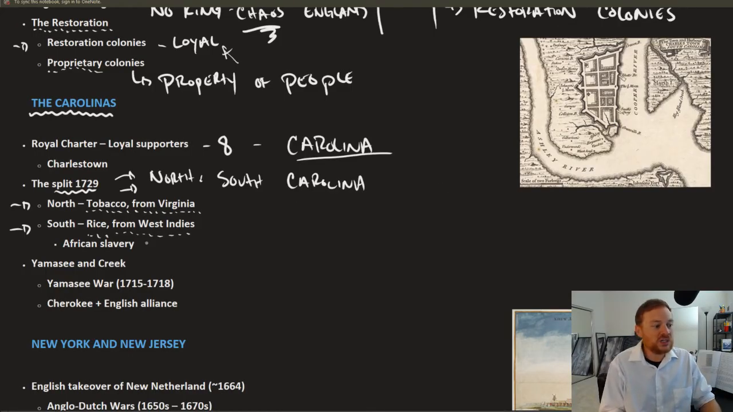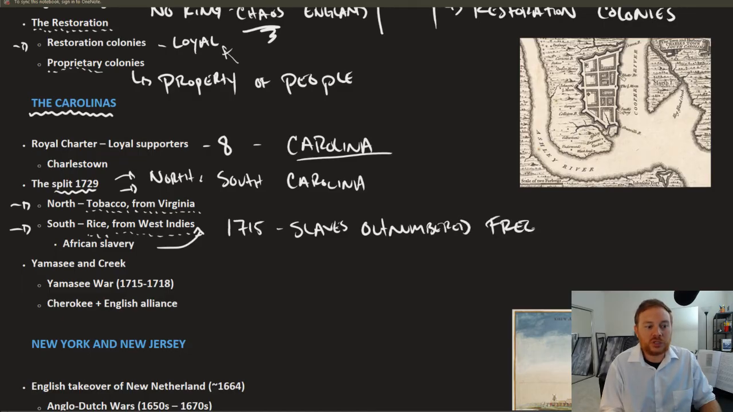And although you did have African slavery in both North and South Carolina, it was much more the case in South Carolina. And South Carolina in 1715 was one of the few areas where slaves outnumbered the free white population. That was not the case in any of the other colonies, including the Chesapeake, where you actually had the most slaves, but the demographics were as such in South Carolina.